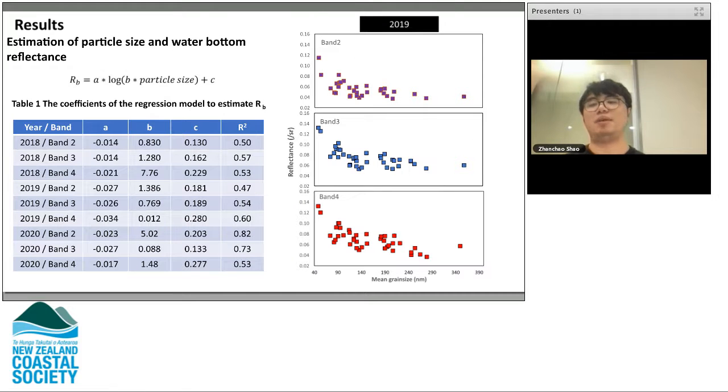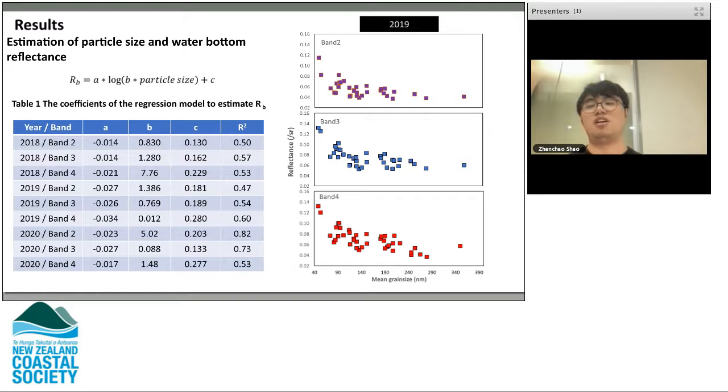And once we get the particle size for each pixel, we can build another regression between the particle size and RB. If we check the scatters on the right figures, we can see in band 2, band 3, and band 4, they probably can show the same fitting model. So here we build a simplified log regression with different A, B, C. According to the R-squares here, we can see the fitting quality is not really bad.